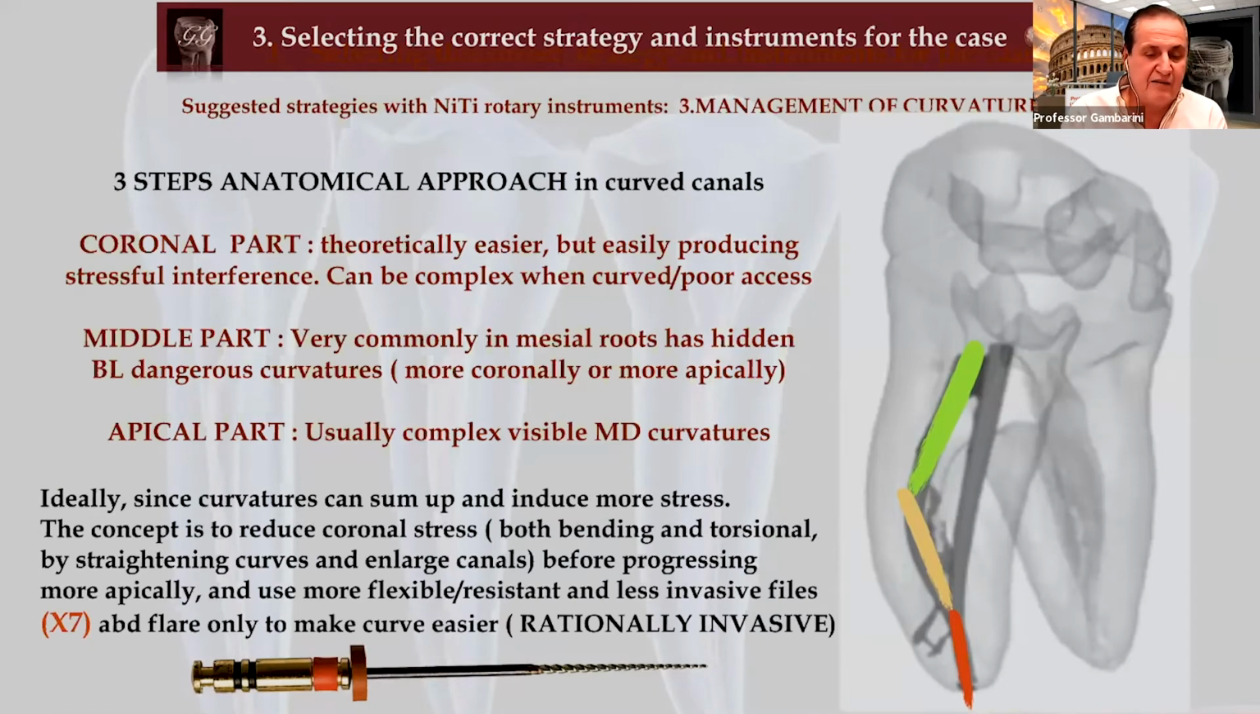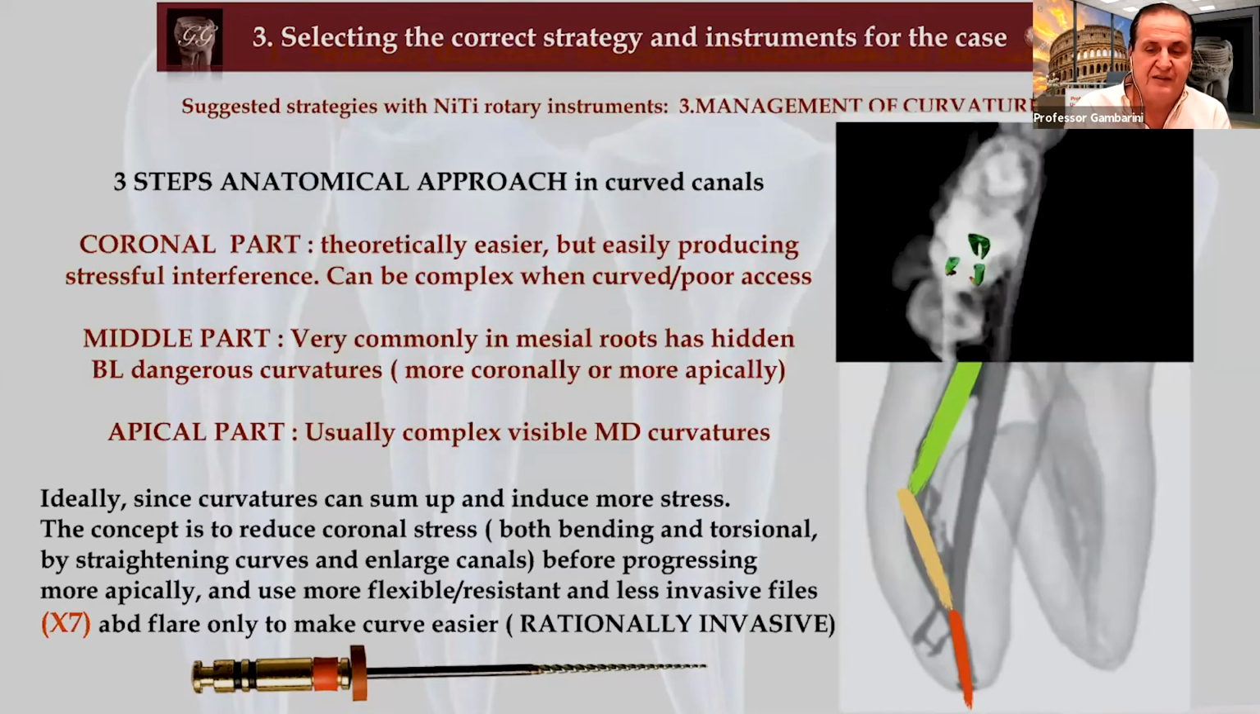And since the curvatures can sum up and induce more stress, the strategy I want to suggest is to reduce coronal stress, both bending and torsional stress, by straightening the curve in the coronal and ideally middle part of the canal before progressing more apically. Then use a more flexible, resistant and less invasive file, which is the X7, and to be rationally invasive, only flare to make this kind of curvature easier.